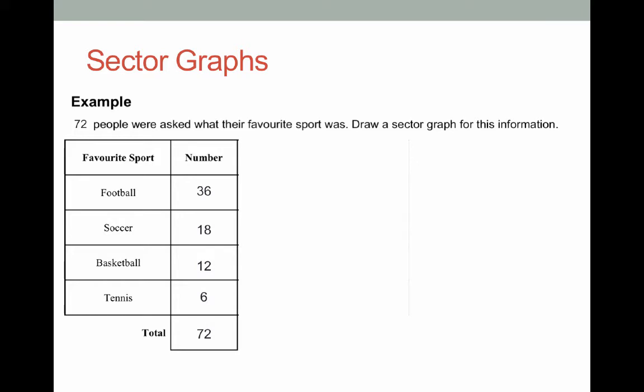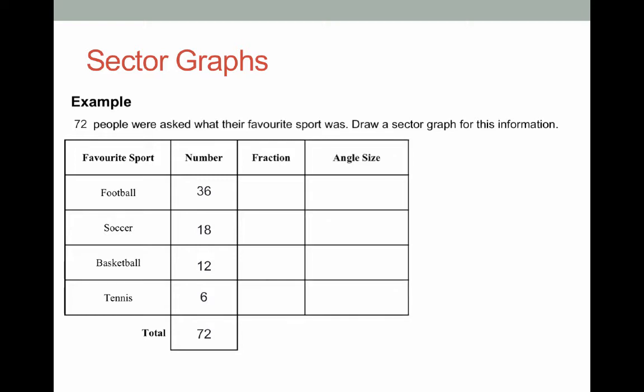Now I want to translate these numbers into sectors, into parts of a circle, in order to represent my data. What I need to be able to do that is turn those numbers into a fraction of my total circle, whether this 36 represents a half or a quarter of my circle. And then once I've worked out the fraction, I need to know how big the angle size is going to be at the center of the circle. And I'm going to show you exactly how to do that in this video.